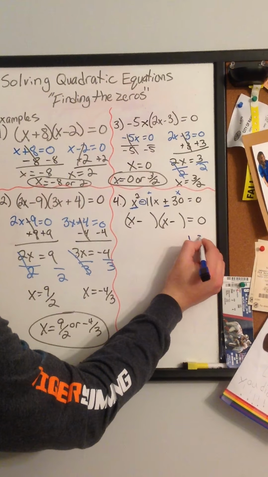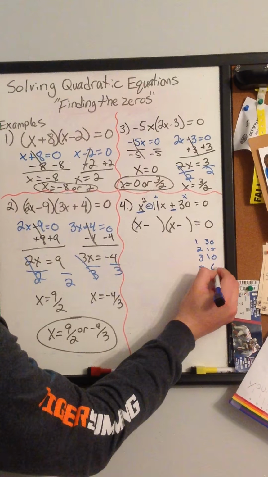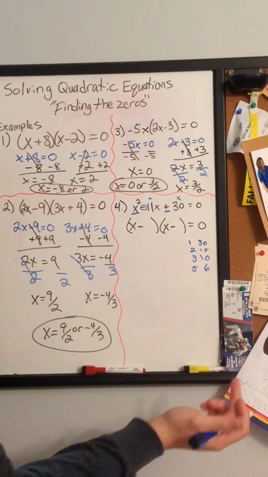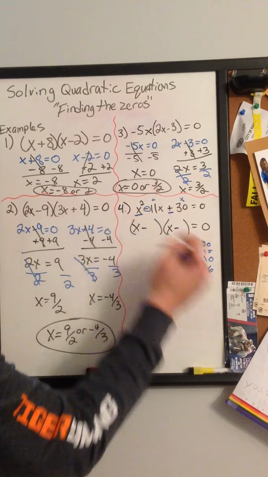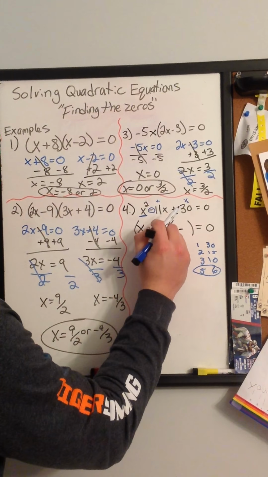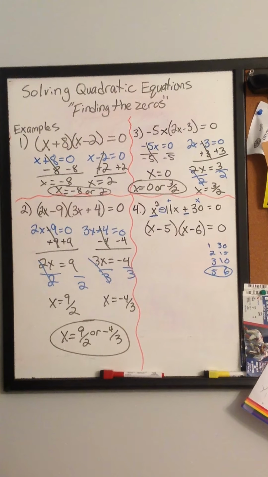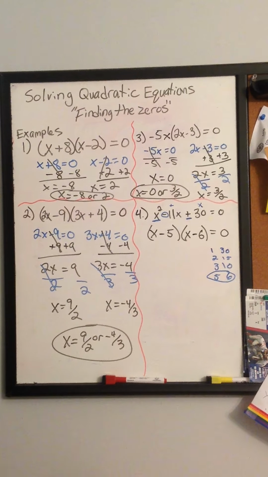We have 1 and 30, 2 and 15, 3 and 10, 5 and 6. Out of these pairings, which is the only pair that adds up to 11? 5 and 6. Now once we've done that, we're not finished. Now we can actually solve it like we did in example number 1. Again, if you want to pause it and try from here, I suggest you do so.